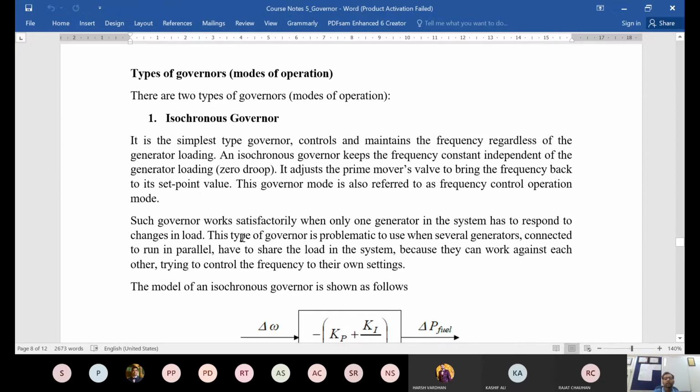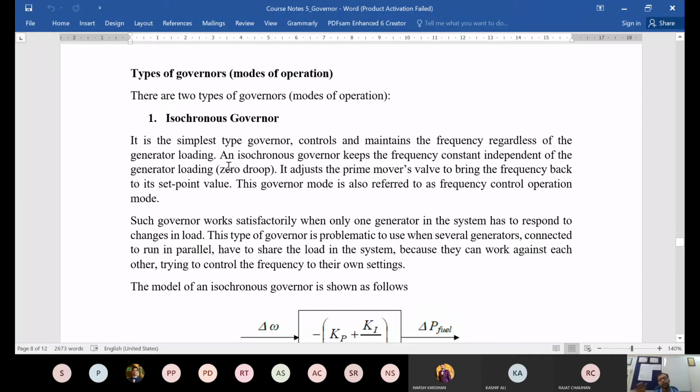Now, the application, as you can understand, is not really very practical in a practical power system. So it has got a very limited application, and as it says here, such a governor works satisfactorily when only one generator in the system has to respond to changes in the load. This type of governor is problematic to use when several generators connected in parallel have to share the load in the system, because they can work against each other, trying to control the frequency to their own settings. So you can say it is more of a hypothetical case in a present day power system.